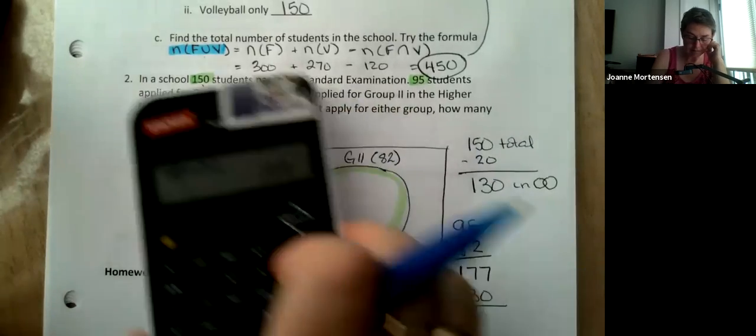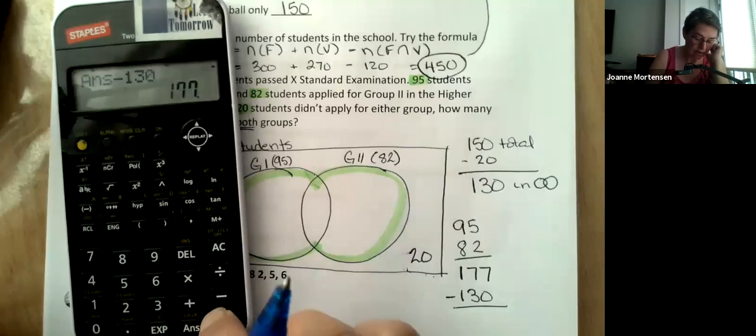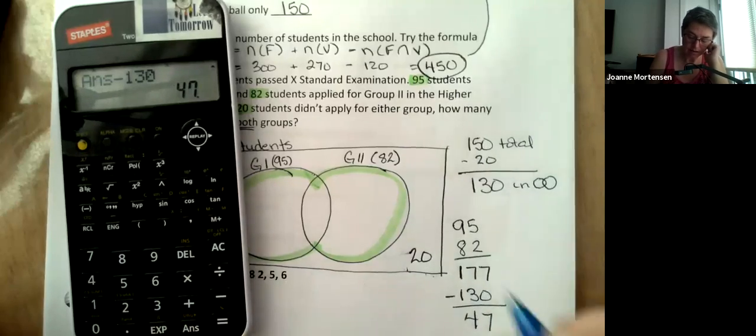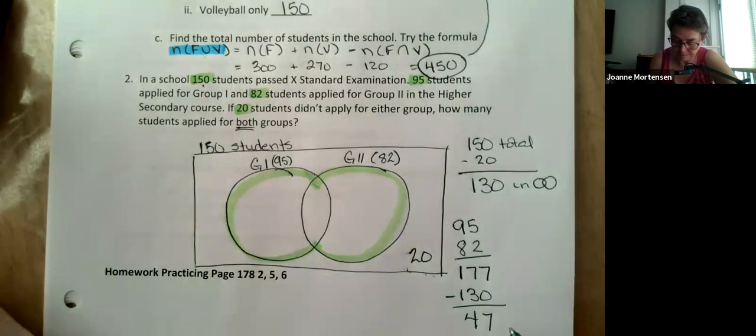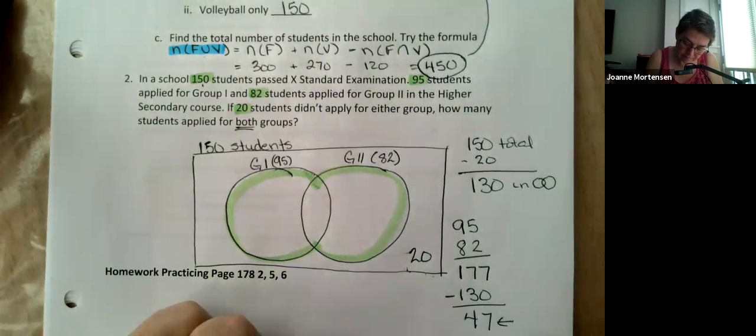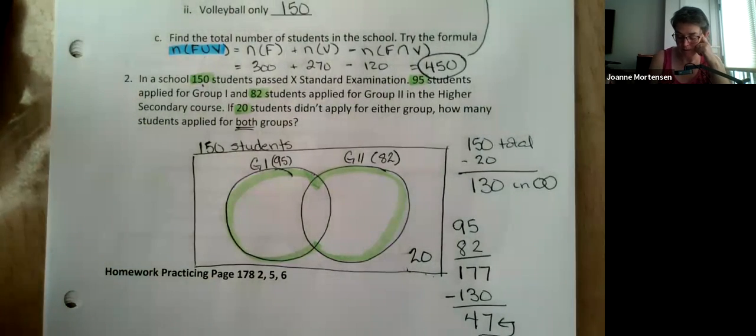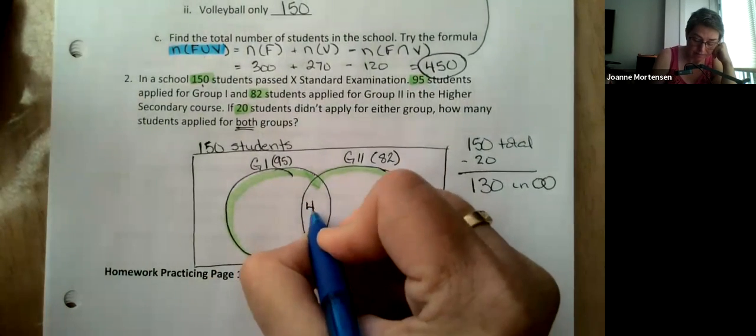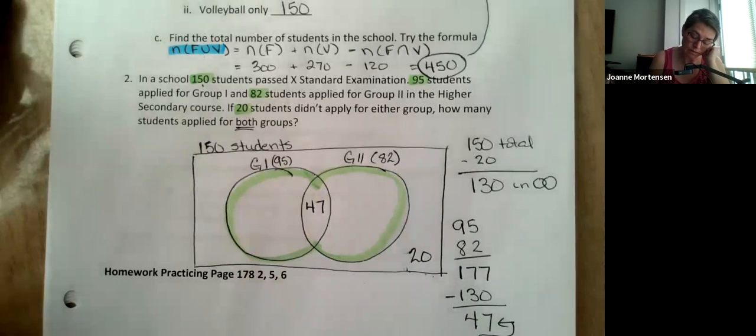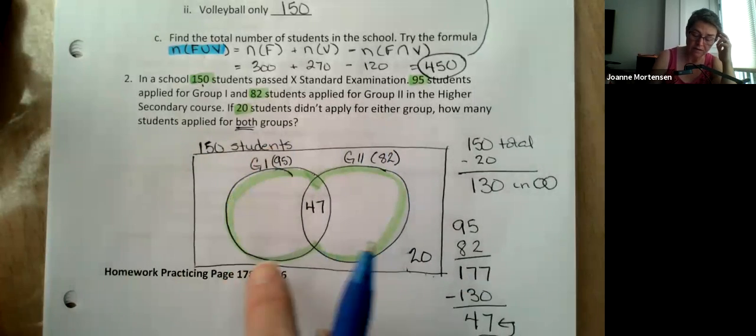if we subtract, we'll get the students that were counted twice. That's how we end up with more than we were supposed to. So where does the 47 go? Where in the picture are the students that were counted twice? Exactly. 47 goes there. So now I can finish off my circle.